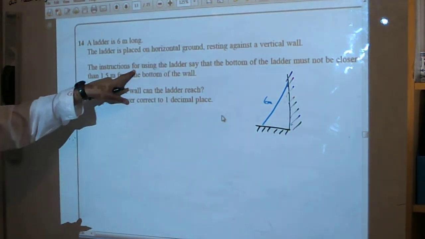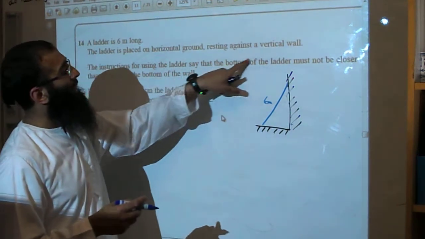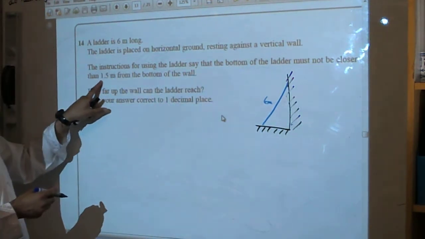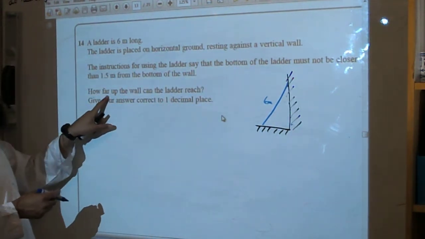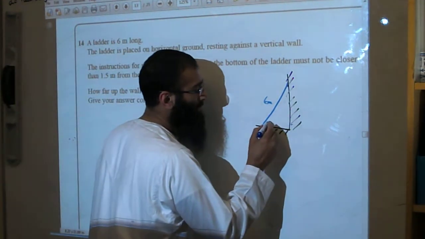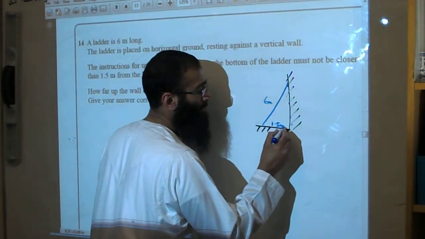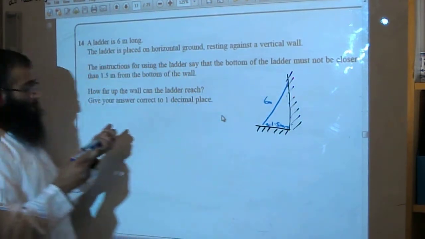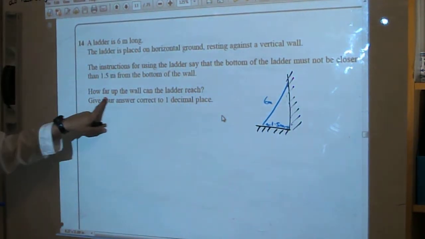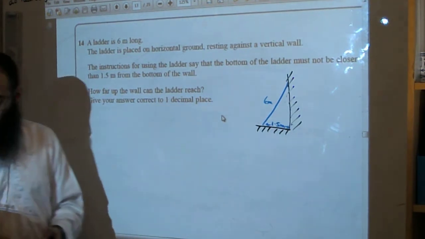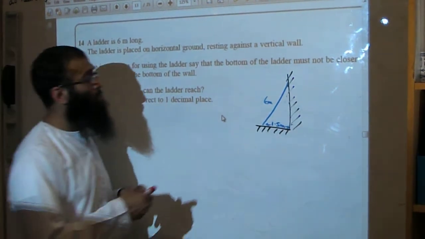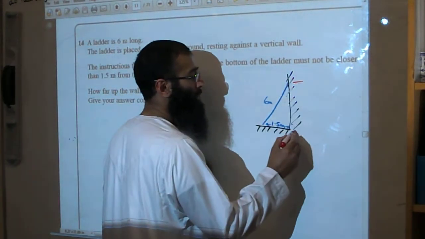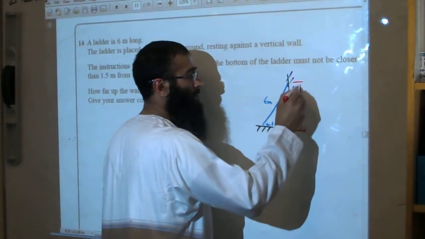The instruction for use says the bottom of the ladder must not be closer than 1.5 meters from the bottom of the wall. So this distance here should be 1.5 meters. 6 meters is the length of the ladder. And the question is asking, how far up the wall can the ladder reach? So what do they want us to work out? They want us to work out this height.